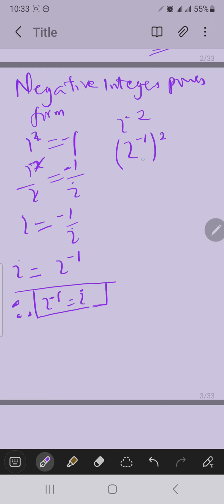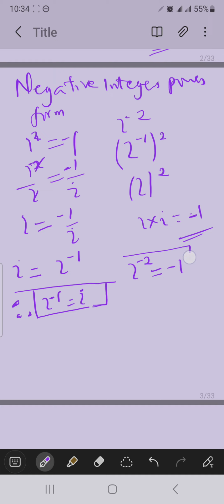And I hope you understand it. You know, i raised to power minus 1 is what? i. It will now be squared. So i squared will now be i times i. And i times i will now be equal to what? Minus 1. So it means that i raised to power minus 2 equals minus 1.